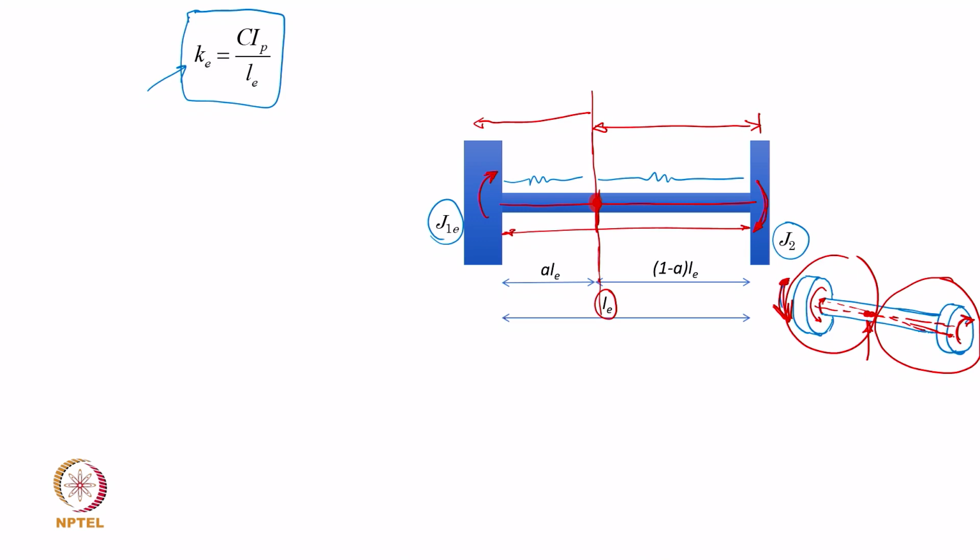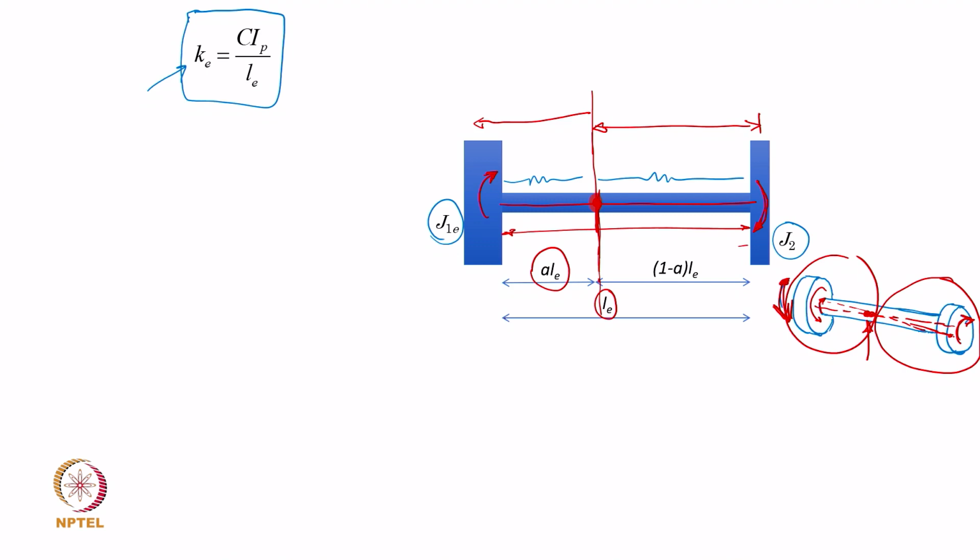So, we say that total length is, let us say, LE, and the position where the 0 displacement happens can be assumed equal to A times LE. That means a fraction A is used to denote the position of this 0 displacement position. Similarly, 1 minus A times LE will be the remaining part. So, A times LE is this part of the shaft and 1 minus A times LE is this part of the shaft.